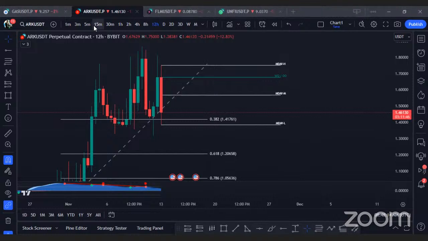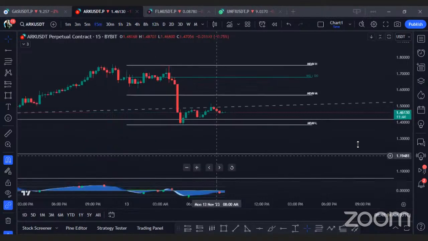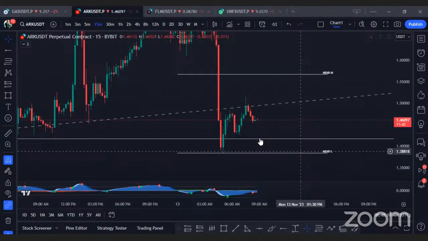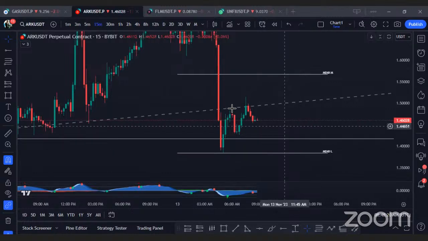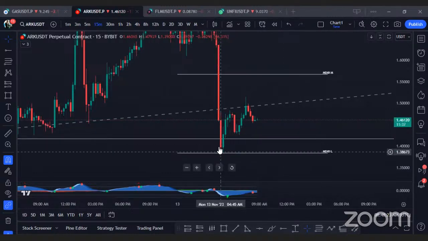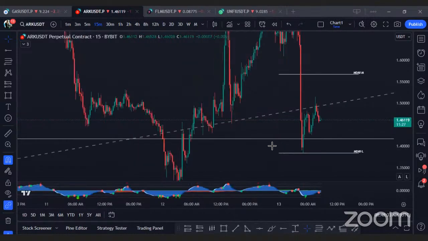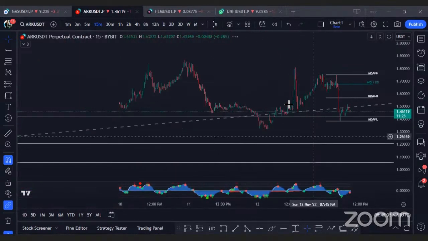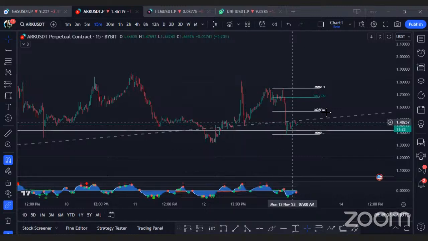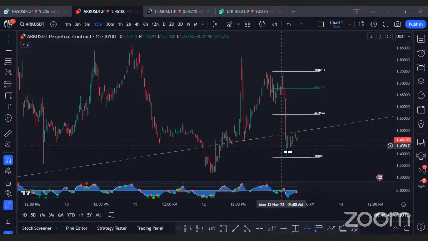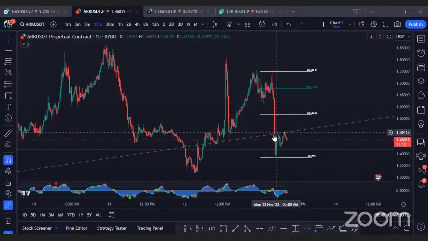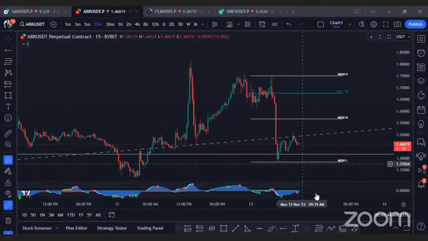So I'm looking at that 382, okay? If we do test that level again, though the 382 is 1.41, I want to see if we have a deviation like this again, like a wick to Monday's low and all of that. If we do get that 1.4 again, I will start looking for long from that area up. Let's see how this goes for this particular trade.